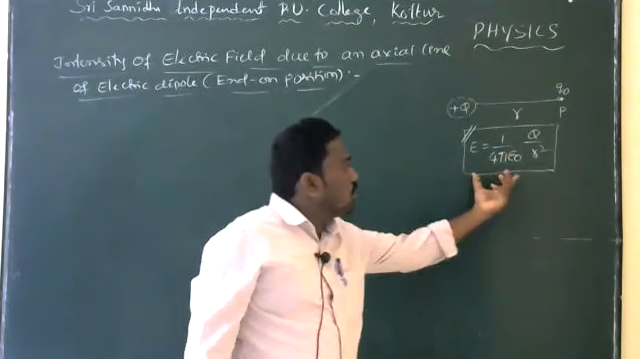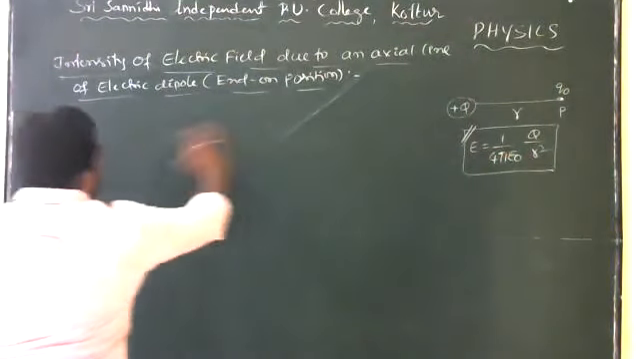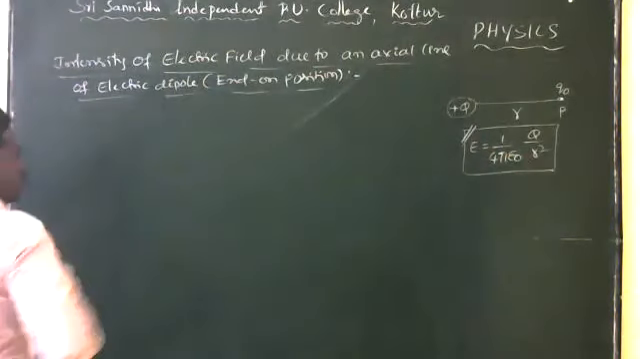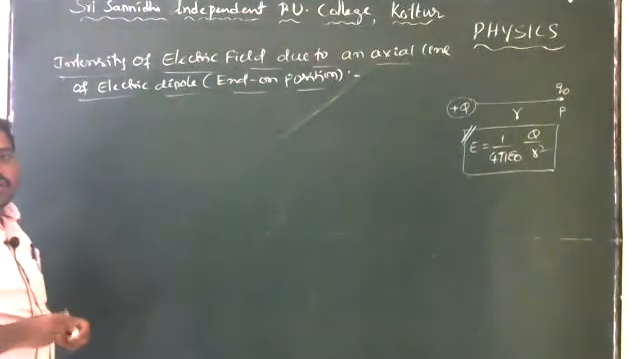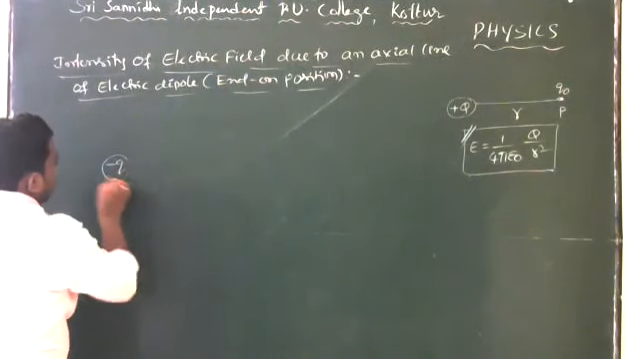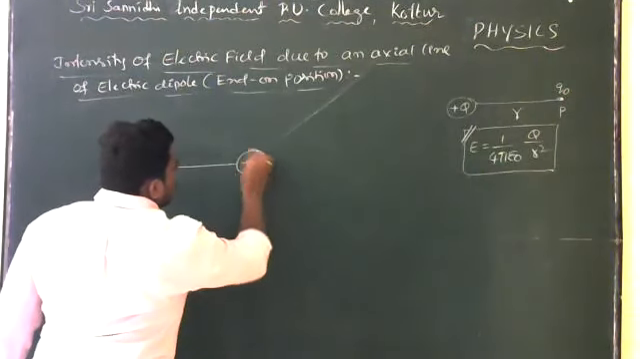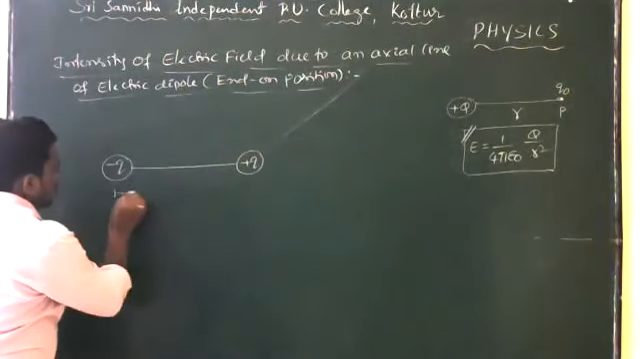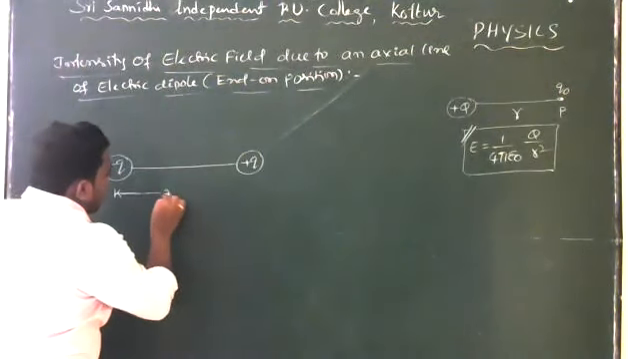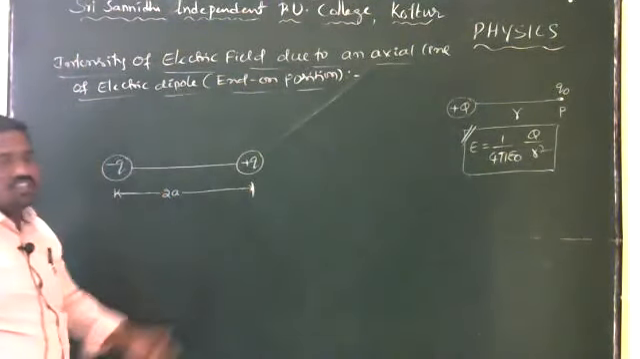Very important formula. Now if we take the electric dipole, what is an electric dipole? Two equal and opposite charges separated by a certain distance. We take the minus Q charge and the positive charge, separated by the distance 2a. First of all, understand the diagram. This is very important. Once you understand the diagram, you can solve easily.